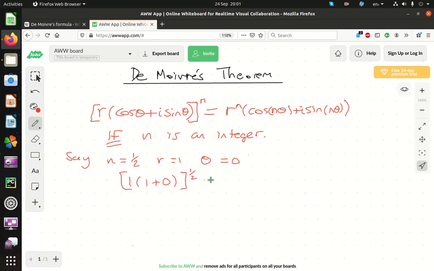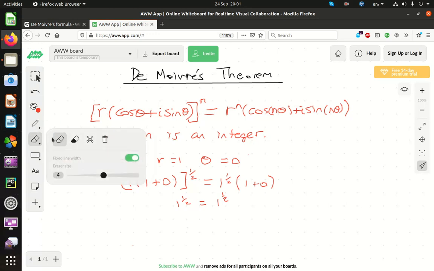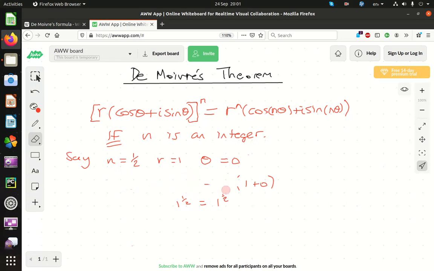On the right-hand side, we get 1 to the power of a half, and then you get cos of 0, well, that's 1, plus i sin of 0, that's 0. And so you end up with 1 times 1 is 1, 1 to the power of a half equals 1 to the power of a half. All well and good. It looks like it's working, yeah? Cool. Well, maybe not. Because what about if I instead used θ is 2π? This is where it's going to look like it fails a bit.